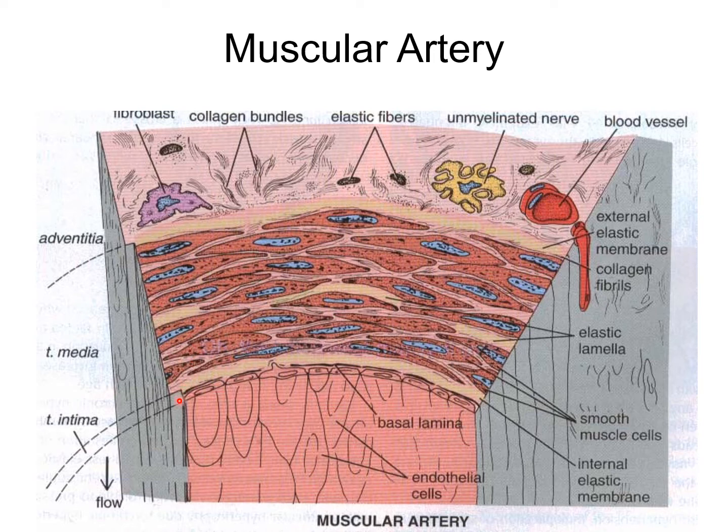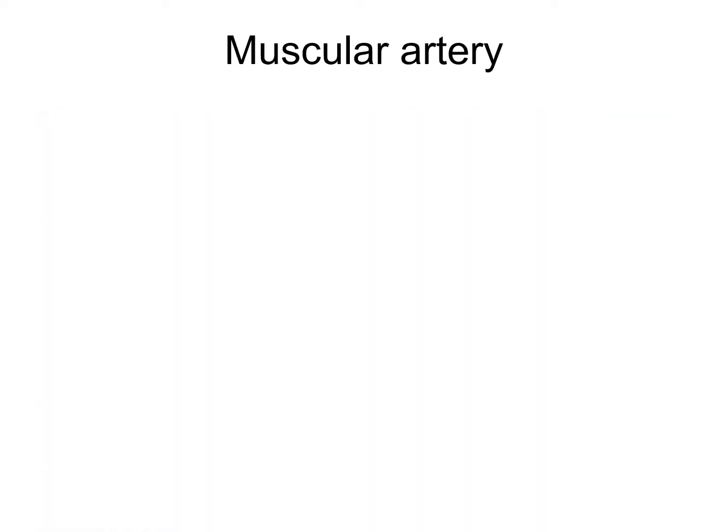In muscular arteries also, you can see the tunica intima containing all three layers, that is the endothelium, the subendothelial connective tissue, and the internal elastic lamina. Outside there is the external elastic lamina, and the tunica adventitia contains connective tissue, collagen fibers, elastic fibers, and some blood vessels and nerve fibers.